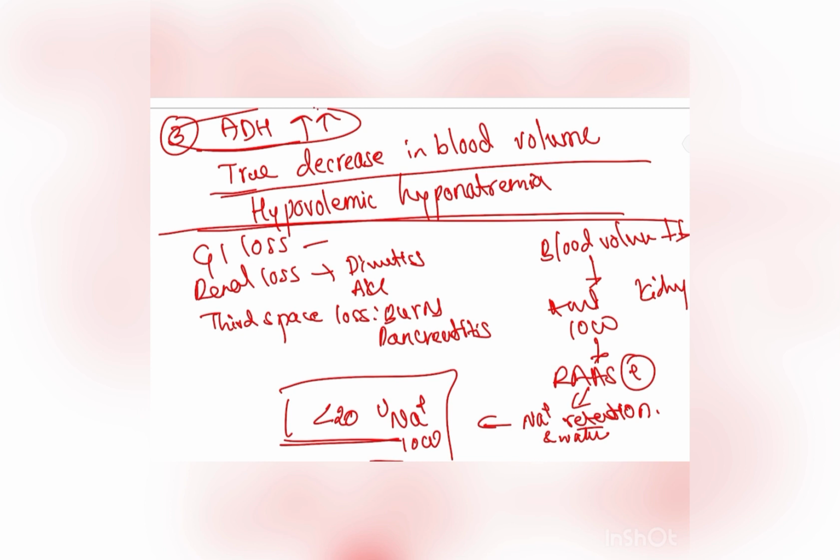Because RAS is activated, uric acid reabsorption increases, as a result of which uric acid in the body increases. This is another test to diagnose. These are the tests, but clinically hypovolemic hyponatremia is diagnosed by signs of dehydration, such as sunken eyes, low skin turgor, skin pinch going back very slowly, orthostatic hypotension, and decreased urine output.